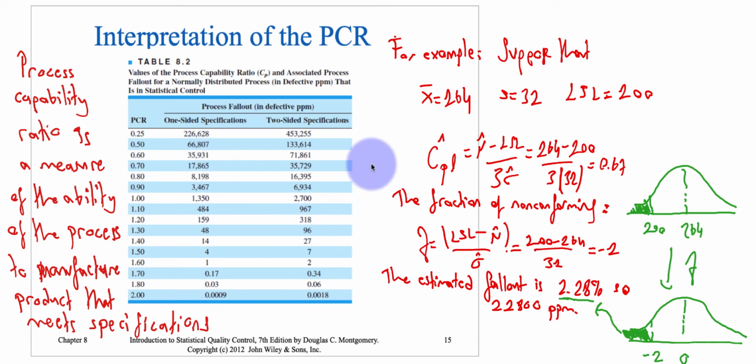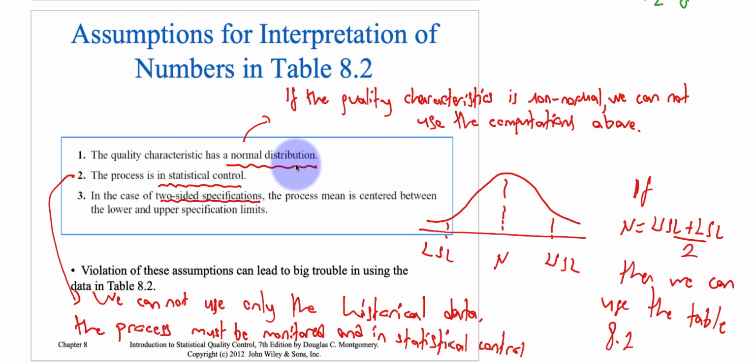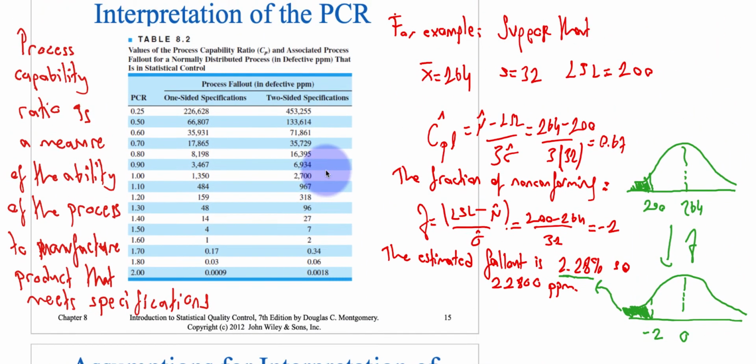But there are some preconditions to use these shortcut formulations or the direct normal probability distribution calculations. First assumption, the quality characteristic must be normally distributed, and the process must be in statistical control. And in the case of two-sided specifications, the process mean must be centered between the lower and the upper specification limits. So if these are the specification limits, the process mean must be at the midpoint of this specification range. This is an assumption for using this kind of table.